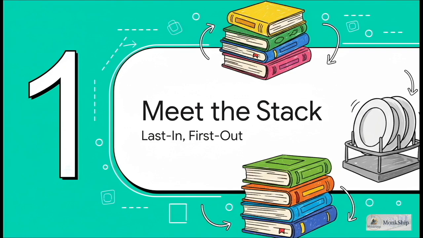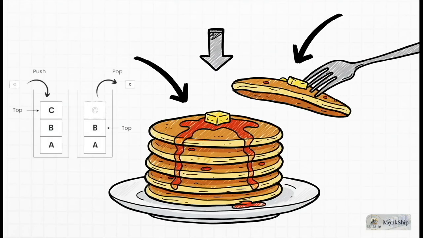And really, its whole identity is built on one simple but super powerful idea: last in, first out. And honestly, the best way to get this is to just picture a stack of pancakes, right? You make one, you put it on the plate. You make another, you put it on top of that one. And when it's time to eat, where do you take from? The top. The last one you put on is the first one you take off. You can't just yank one out from the middle, you'd have a total mess.